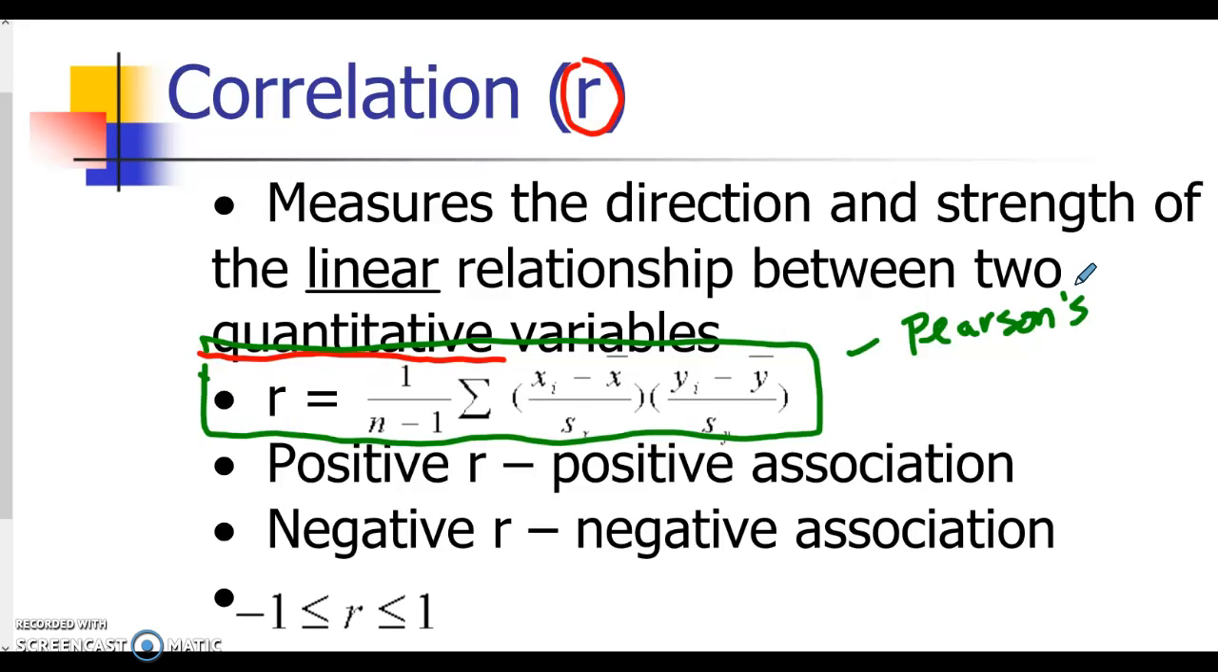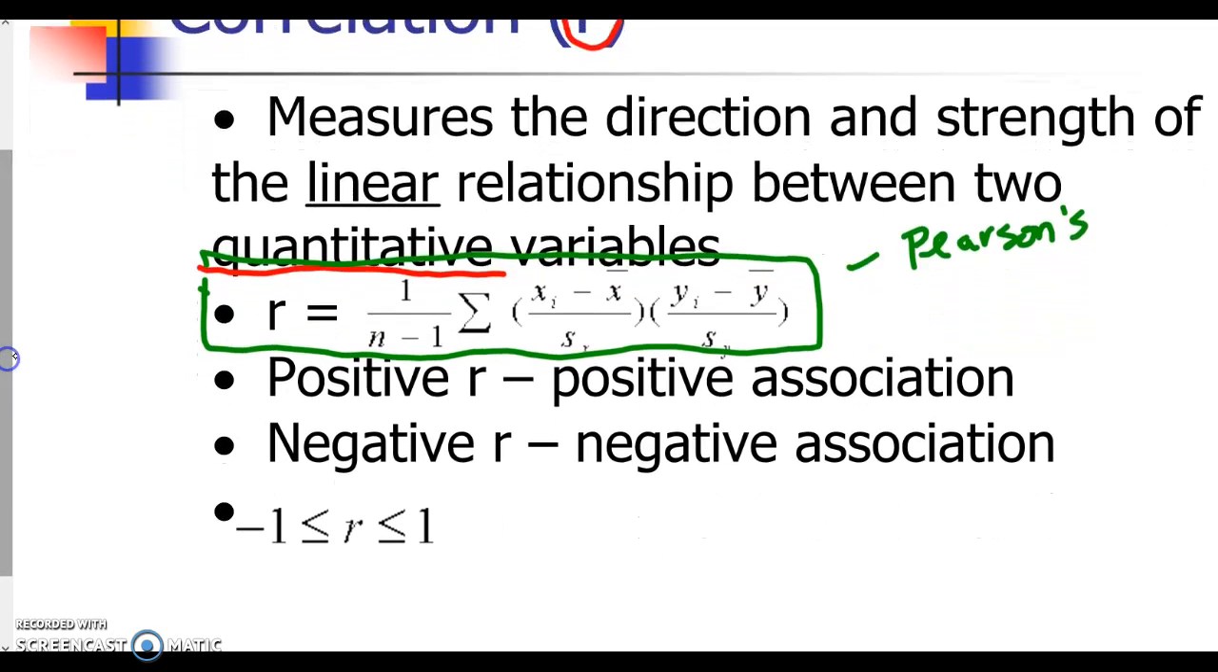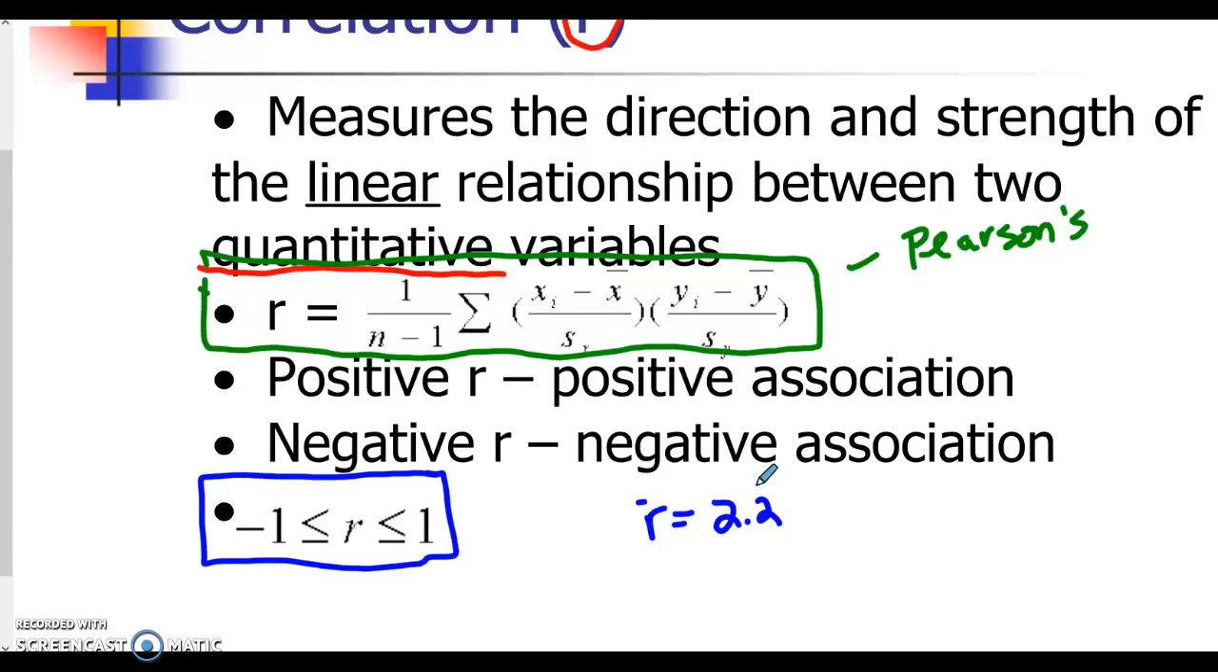If R is positive, then obviously there's a positive relationship or association between your explanatory and response variable. If R is negative, then there's a negative association between the two variables. R is always going to be between 1 and -1. If you ever get an R value of 2.2, something is wrong. So be cognizant of the fact that R will always be between 1 and -1.